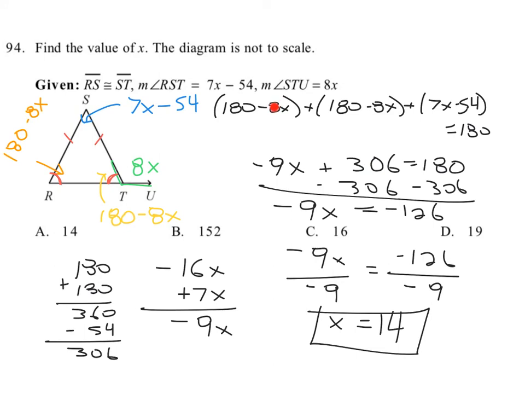And then this, negative 8x and negative 8x is negative 16x. Now I've got to add that 7x on. Negative 16x plus 7x gives us negative 9x. That's where we get that there. So we've got negative 9x plus the 306 equals your 180. And now we just subtract 306 from both sides, get negative 9x equals negative 126, divide by negative 9, get a positive number, and 126 divided by 9 is 14.